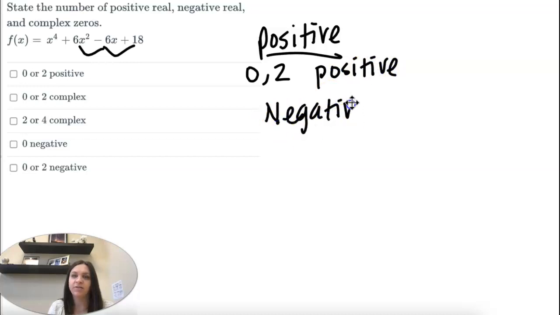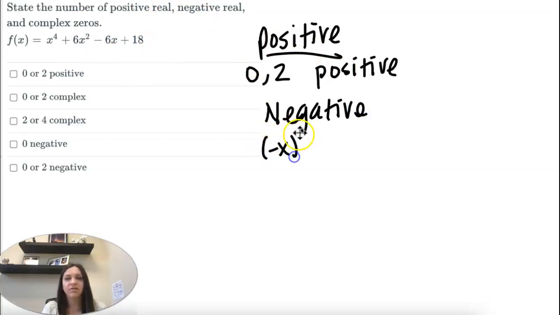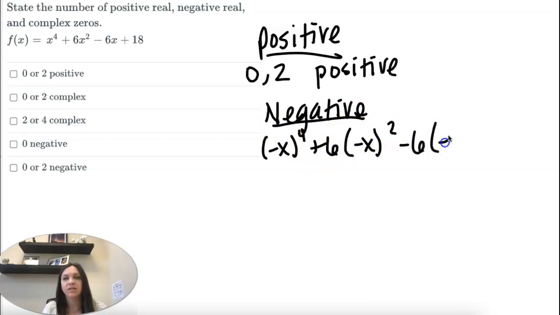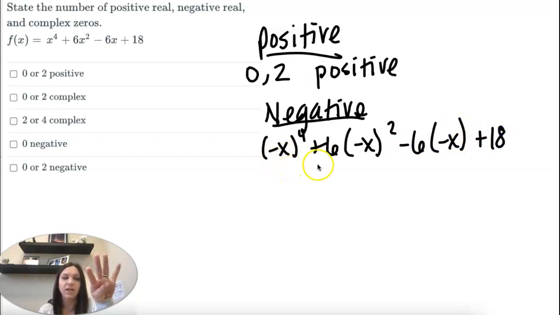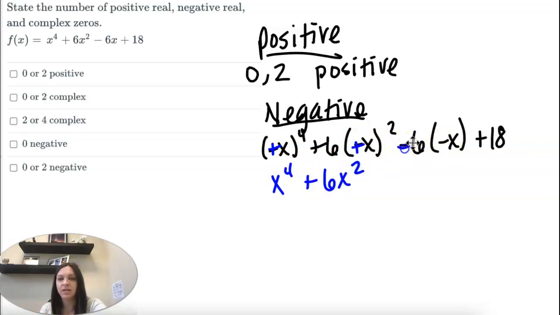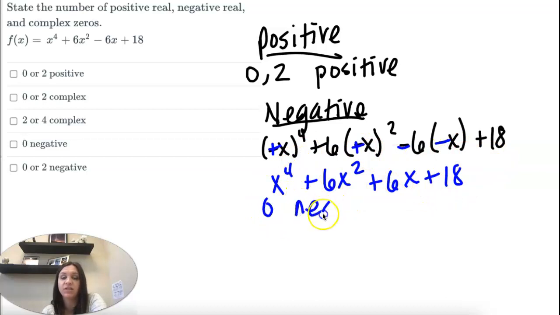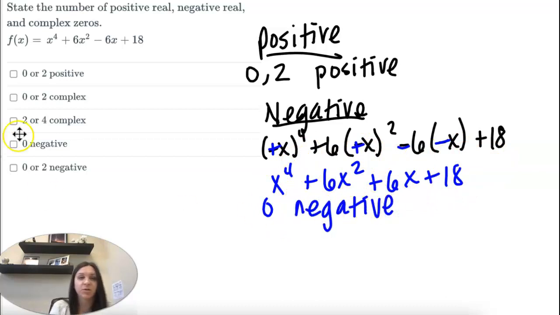For negative, we have to do the x's. We have negative x to the fourth plus 6 negative x squared minus 6 negative x plus 18. So negative, negative, negative, negative makes a positive. Negative, negative makes a positive. Negative, negative makes a positive, and positive. So everything becomes positive. There's no sign changes, so there's zero negative. So we're right here, zero negative, zero or two positive.